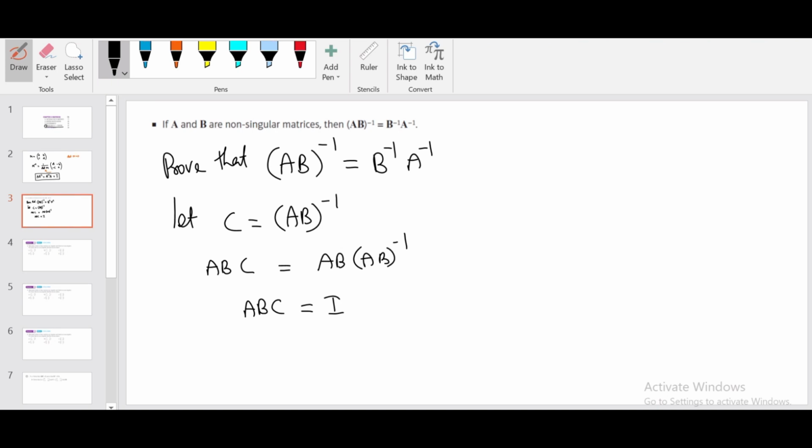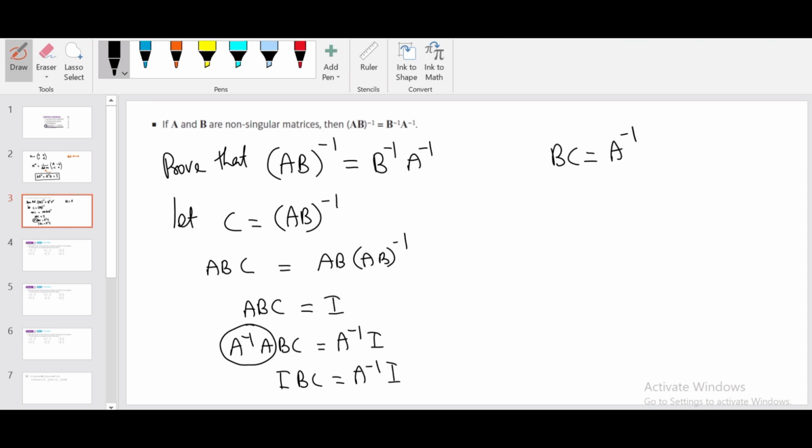Now I'm going to multiply both sides by A inverse. A inverse ABC is equal to A inverse I. So these two, when I multiply, become I also. IBC is equal to A inverse I. A inverse I is just A inverse. IBC is just BC. So we got BC is equal to A inverse.